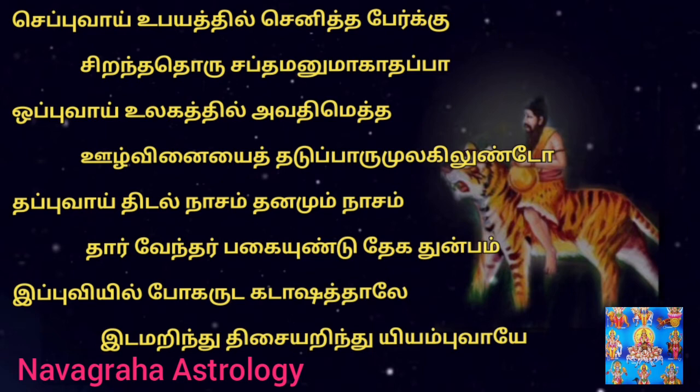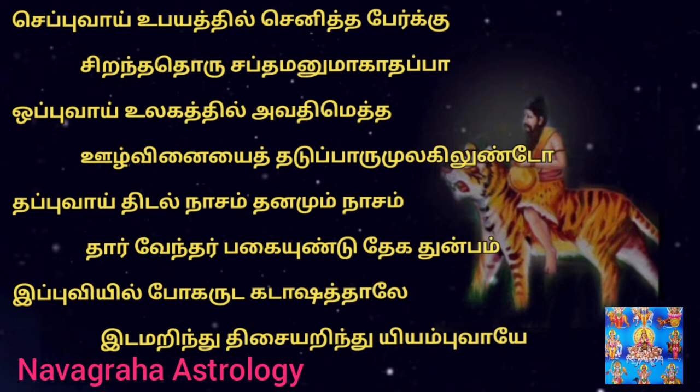In this poem, the first 2 lines give the definition of the Badhak lord for the people whose rising sign or lagna is in a dual sign. If your rising ascendant or lagna is in a dual sign, then your 7th lord becomes your Badhak lord. From the 3rd line onwards, he talks about the effect of the 7th lord.